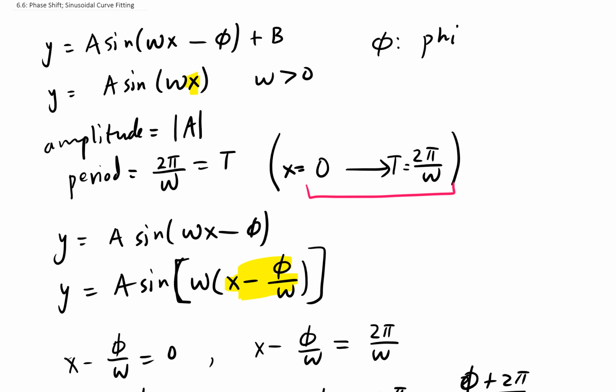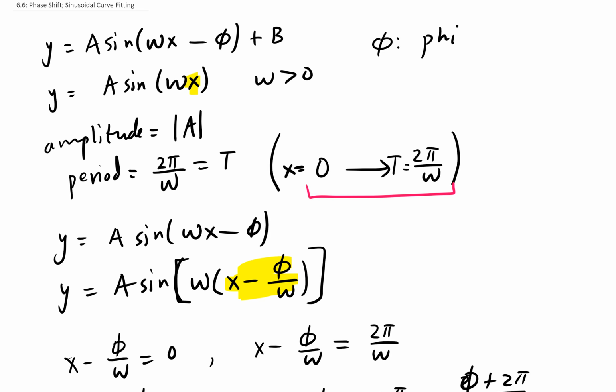Section 6.6 Phase shift sinusoidal curve fitting. So sinusoidal curves are modeled by this equation: y equals a sine omega x minus phi plus b. Phi is a Greek letter. A specific case of this is y equals a sine omega x, where omega is bigger than 0.